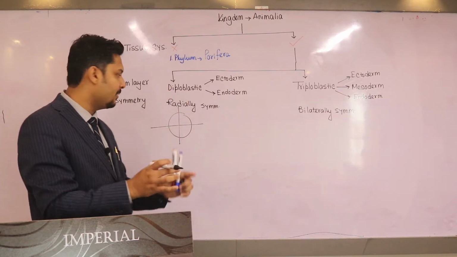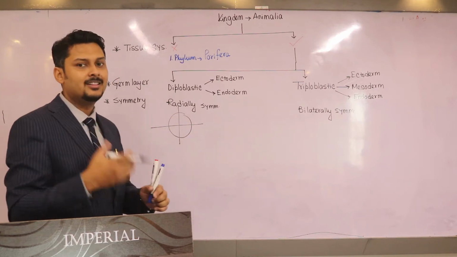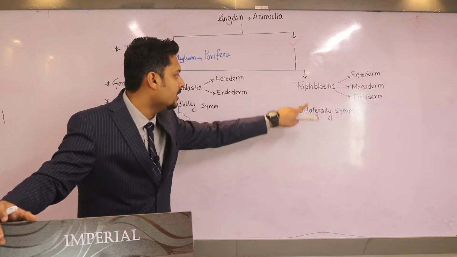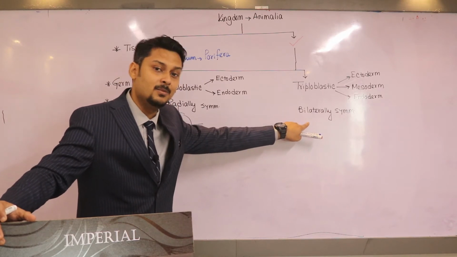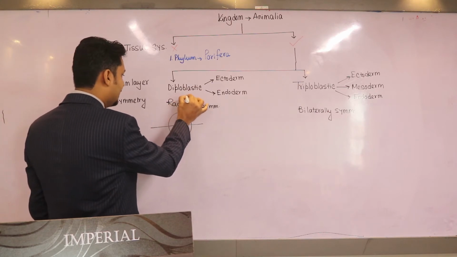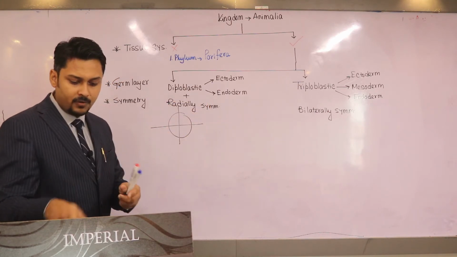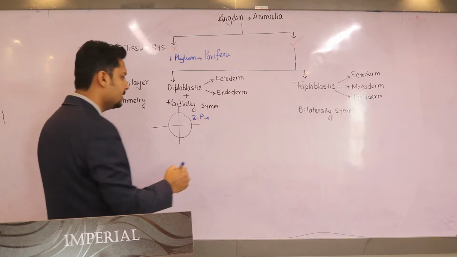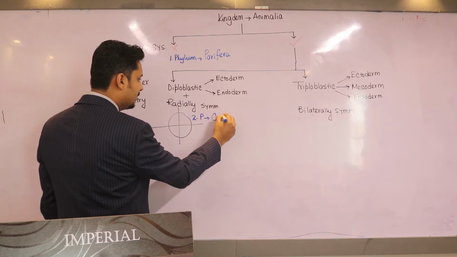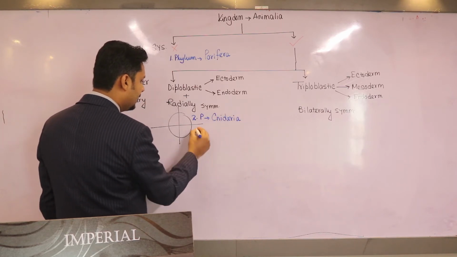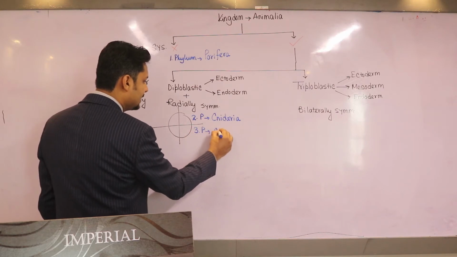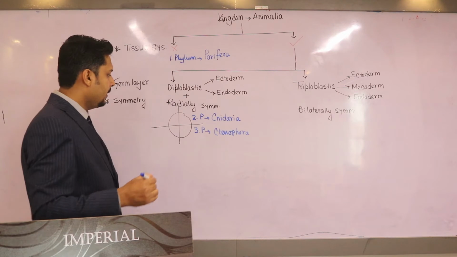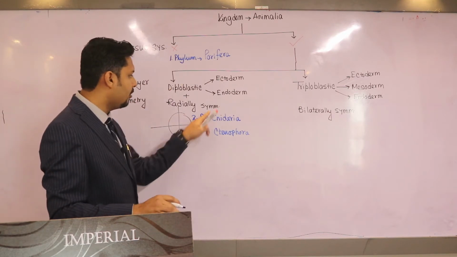Those group of organism that have the diploblastic germ layer also have the characteristic of being radially symmetrical. Remember this. And those group of organism that are triploblastic also have bilateral symmetry. Those that are diploblastic and radially symmetrical are further classified into second phylum. I am writing the phylum as P. Remember this. So second phylum, Cnidaria, and the third phylum, Ctenophora. So total 3 phyla we already have.